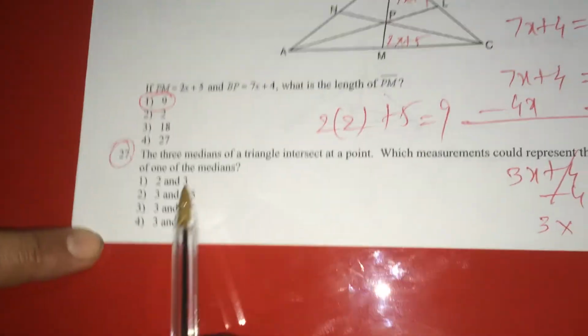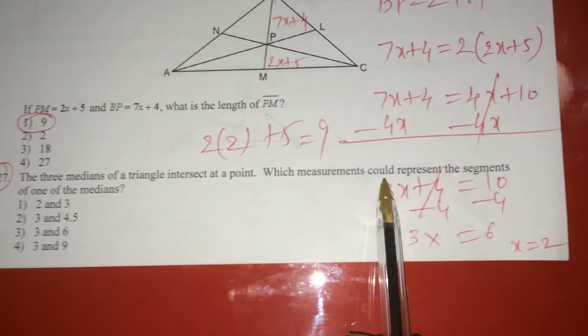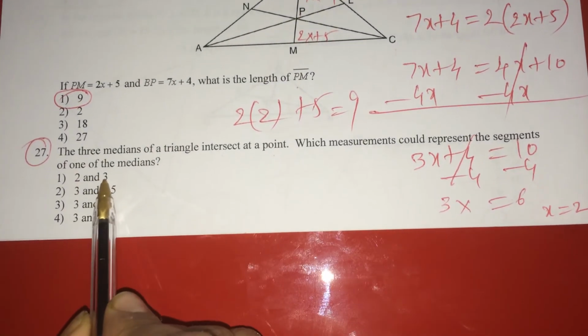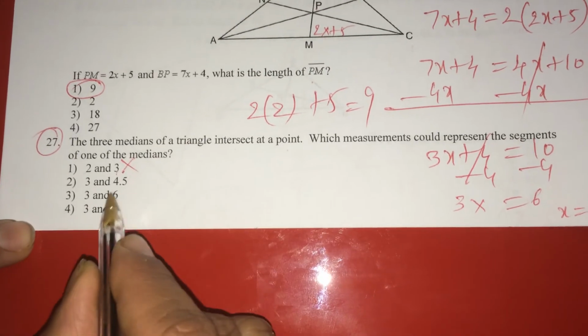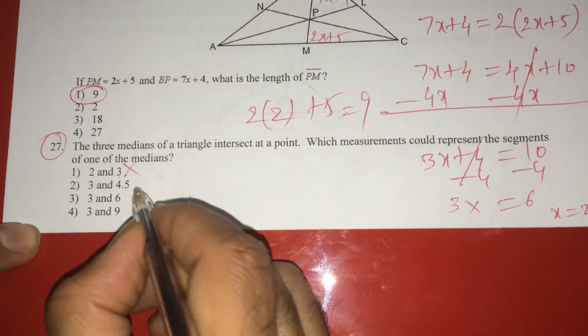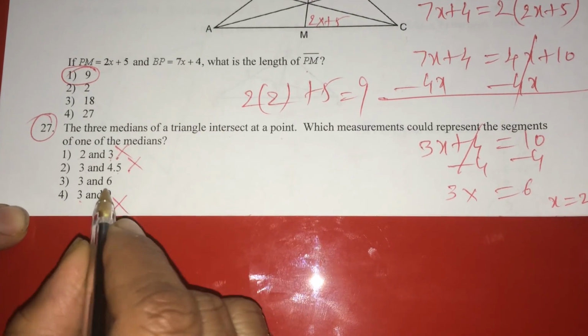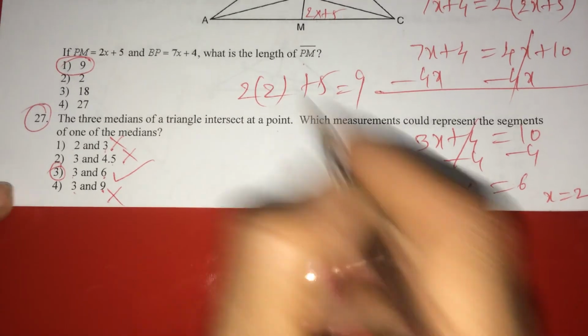And here, one of these two should be double the other. He is saying the 3 medians of a triangle intersect at a point. Which measurements could represent the segments of one of the medians? So 3, though it is bigger, is not double 2. So this is not our answer. 4.5 is not double 3. So that's not our answer. 9 is not double 3. That is not our answer. 6 is double 3. Yes, that is our answer. Like this you have to do.